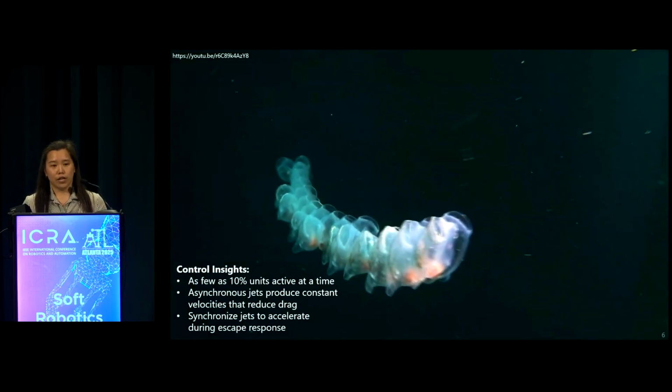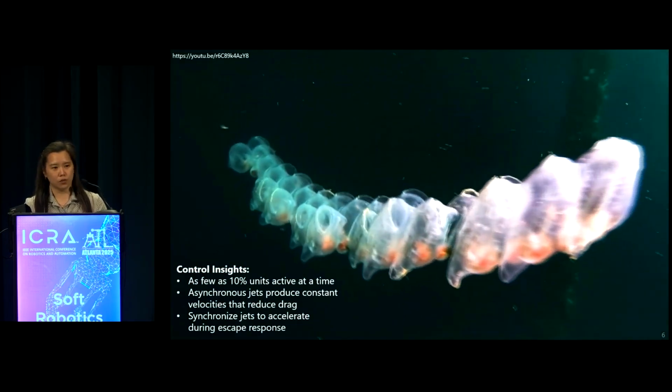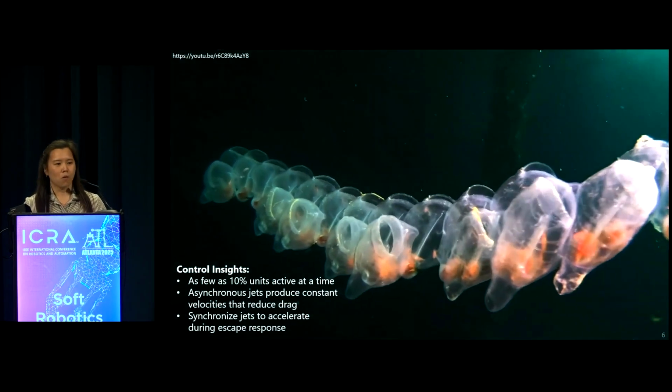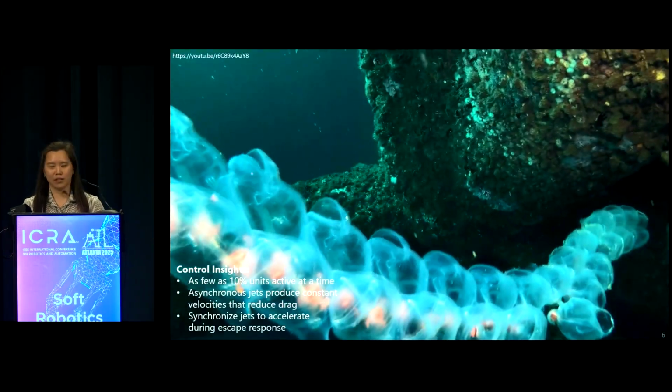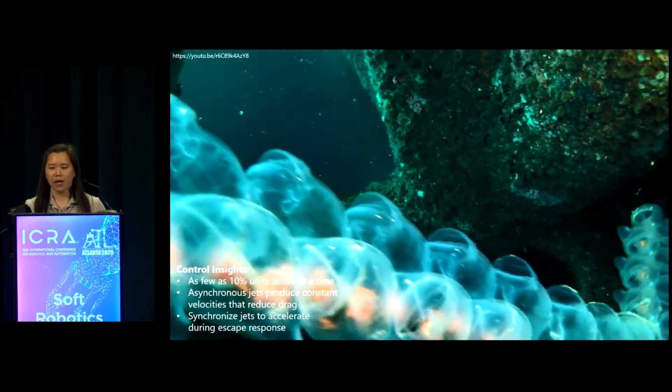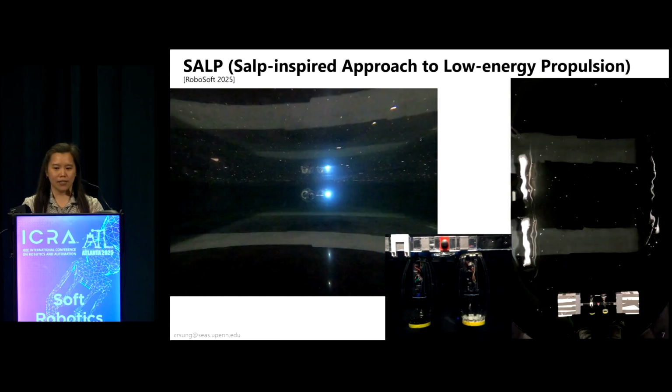And also, when they're jetting, they jet at phase offsets relative to each other. Why do they do that? Well, that's the question that we wanted to explore. And so what we've been working on is this robotic SALP project. SALP, in our case now, stands for SALP-Inspired Approach to Low Energy Propulsion.